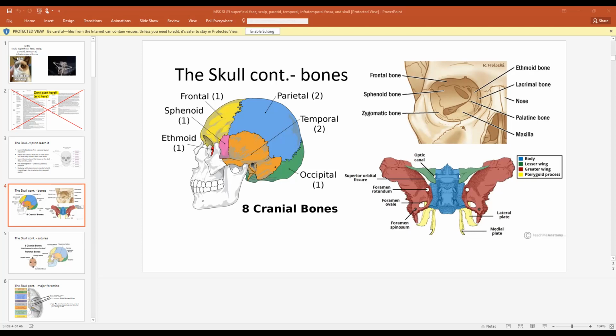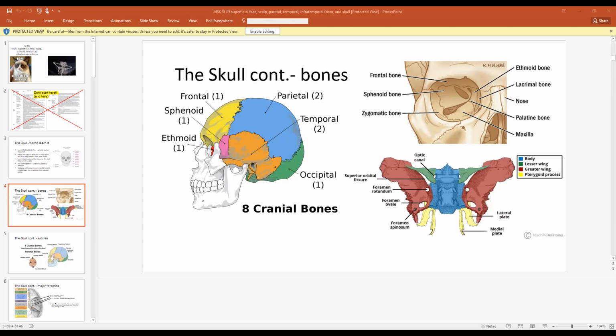Another question: a patient sustained a fracture of the middle cranial fossa following a fall from a height. Which cranial nerve can be injured, except one? This one's kind of tough. So that's going to be your hypoglossal.